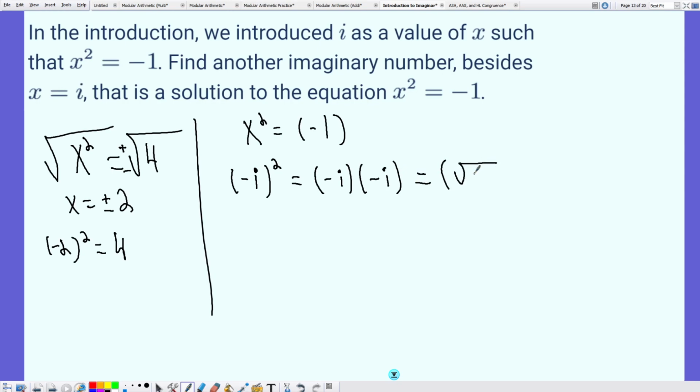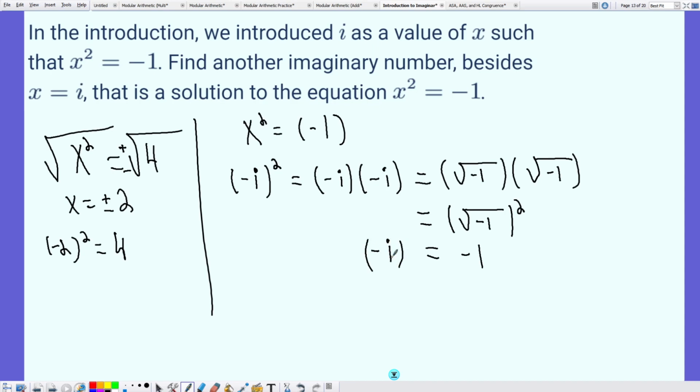the square root of negative 1 times the square root of negative 1, which becomes the square root of negative 1 squared. You multiply it by itself. The square and the square root cancel out, so we get negative 1. So yes, we do have that negative i squared is equal to negative 1, just as i squared is also negative 1.